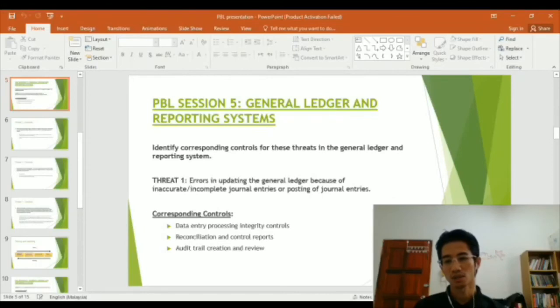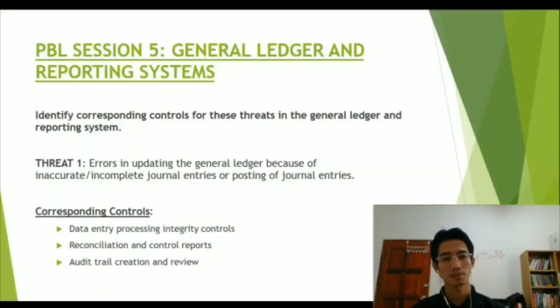Okay guys, I will continue with PBL session 5, which is a general ledger and reporting system. So the question is, identify corresponding controls for these threats in the general ledger and reporting system. Threat 1, errors in updating the general ledger because of inaccurate or incomplete general entries or posting of general entries.